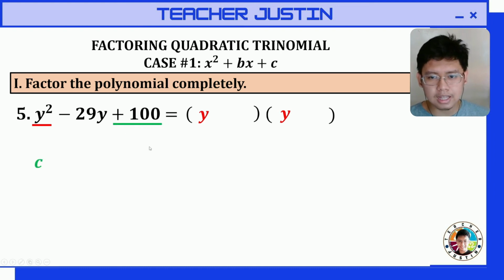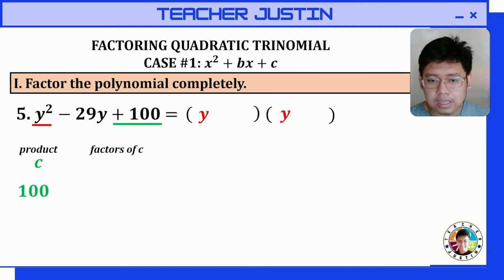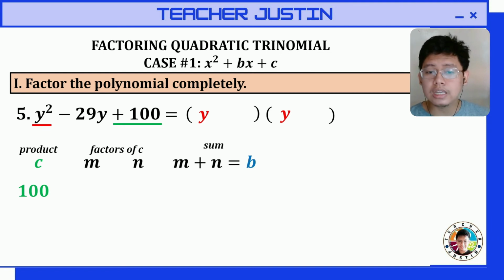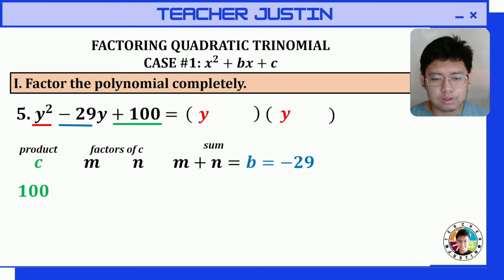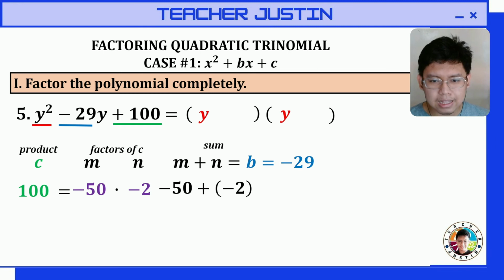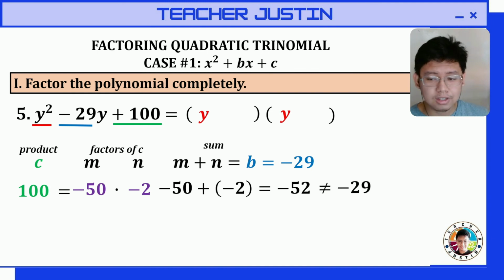So, yung last term natin, it is c, which is 100. Tapos, isip tayo ng factors ni c na pag inadd natin, the answer is b, which is our numerical coefficient of the middle term. And it is equal to negative 29. So, isip tayo ng factors ni 100 na magbibigay sa atin na sum ng negative 29. Okay, so meron tayong negative 50 and negative 2. So, pag inadd natin yung negative 50 at negative 2, that will give us negative 52, which is not equal to negative 29. So, hindi yan yung hinahanap natin.